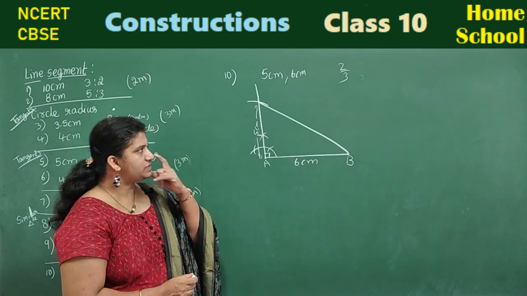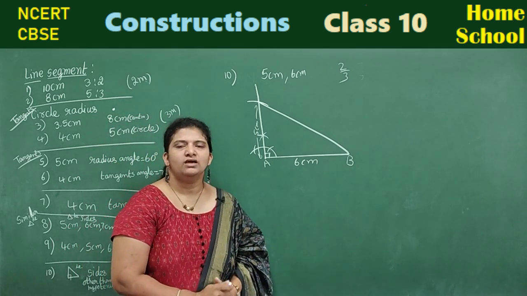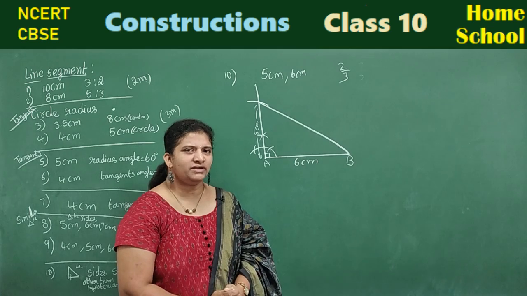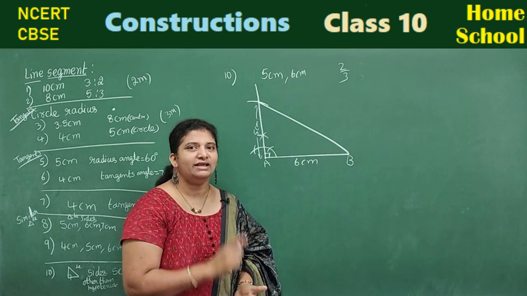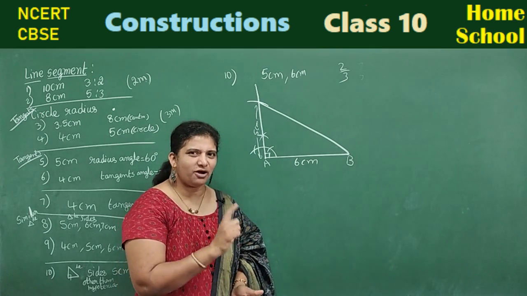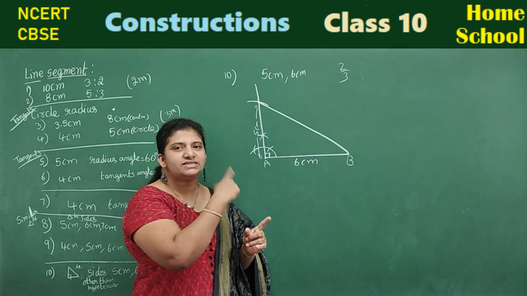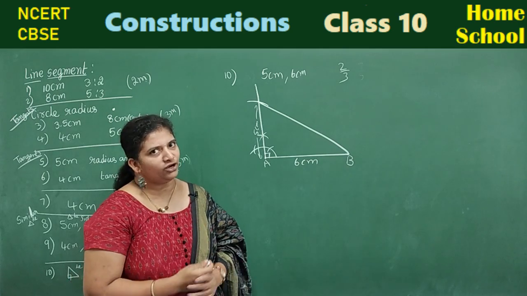Now, we need to draw a similar triangle with the sides having corresponding ratio 2:3. So, observe that ratio 2:3. Is it proper or improper? Proper. Proper means where will the new triangle be? Inside. So the new triangle you are going to get inside the original triangle.